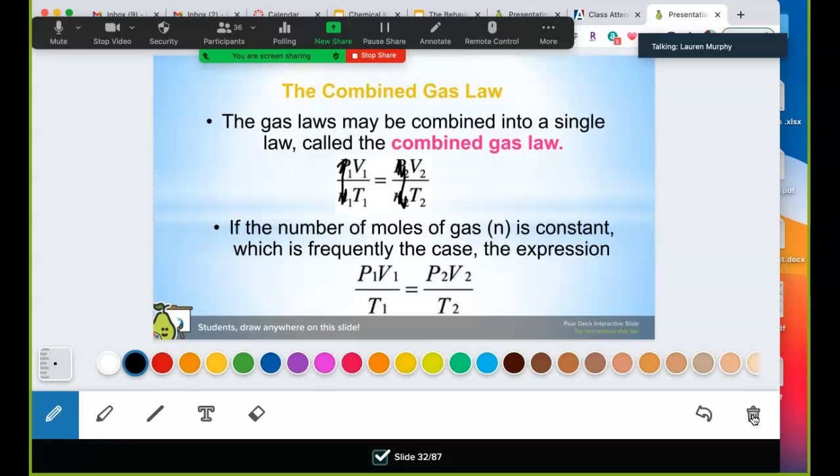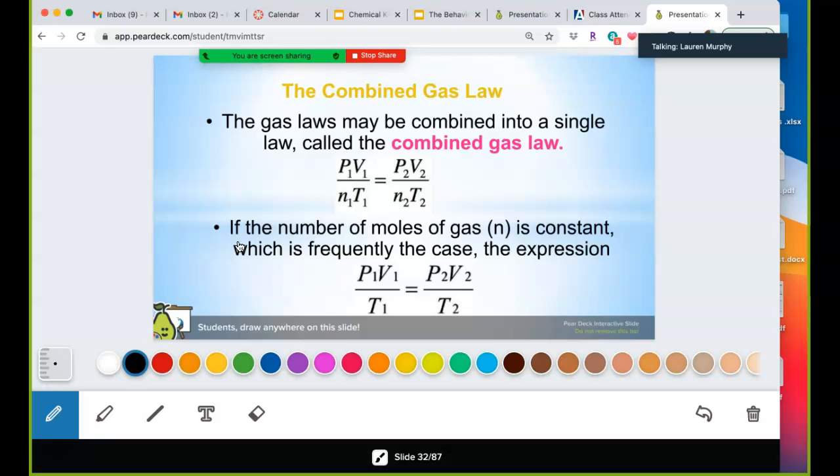All right, and then what's another one? What if volume and moles were constant?